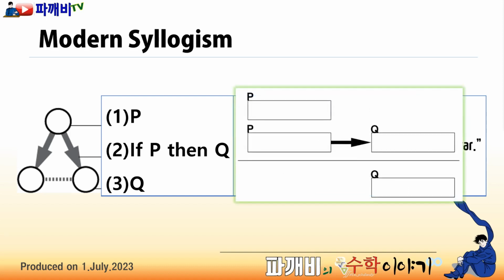As you can see from the picture, we started from point P, used if P then Q as a connection, and ended up at Q. If you repeat this, you can continue from P to Q, then to R, and so forth. And there's one important thing here.